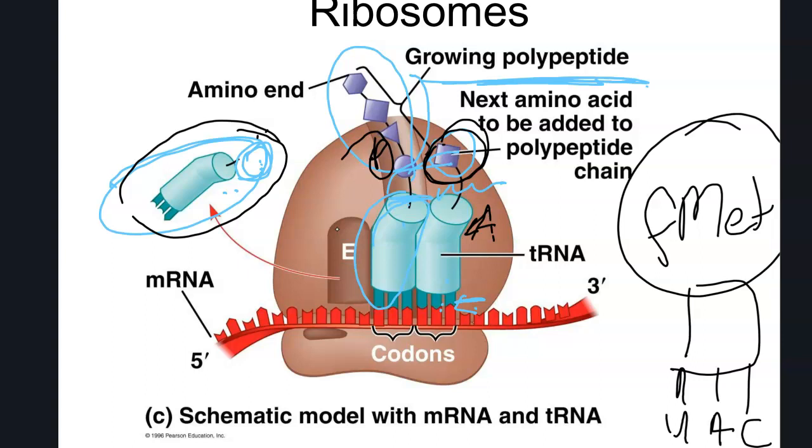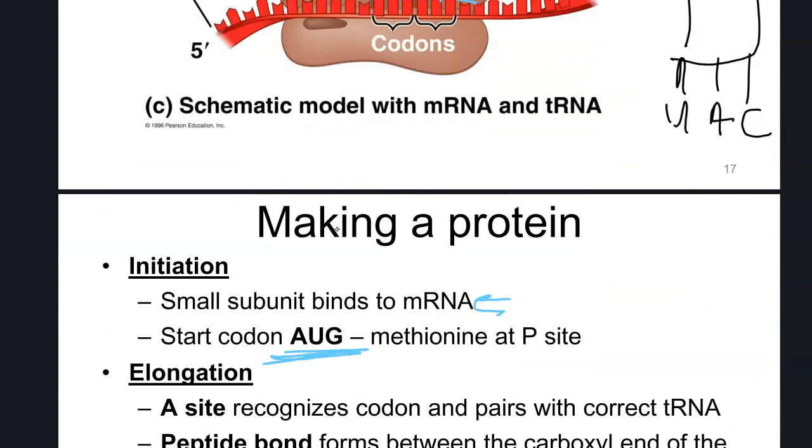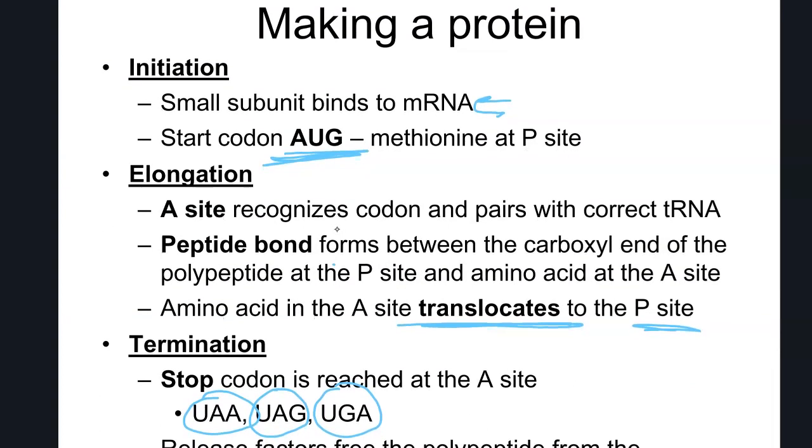Questions? Okay. So this is what we've already talked about, but here's a quick recap. Initiation is where the small ribosomal subunit binds to mRNA. This is all happening in the cytoplasm. The start codon is AUG, methionine. The first one that comes in sits in the P site. Everything else is going to come into the A site. The A site recognizes the codon and pairs it with the correct tRNA. The peptide bond is just a bond between the amino acids.